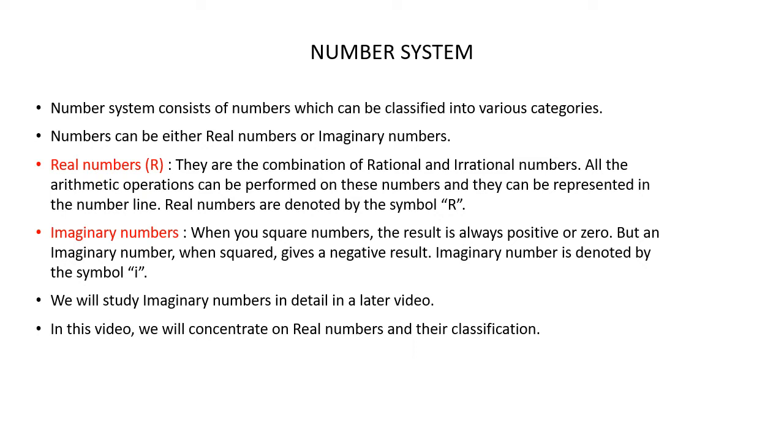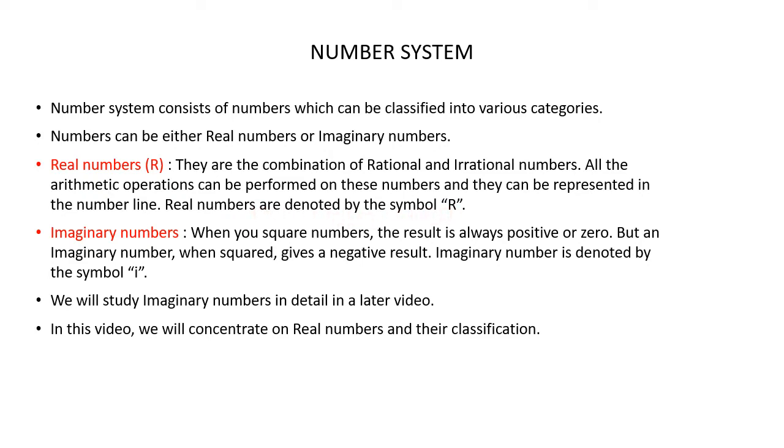Number system consists of numbers which can be classified into various categories. Numbers can be either real numbers or imaginary numbers. Real numbers. Real numbers are a combination of rational and irrational numbers. All the arithmetic operations can be performed on these numbers and they can be represented on the number line. Real numbers are denoted by the symbol R.